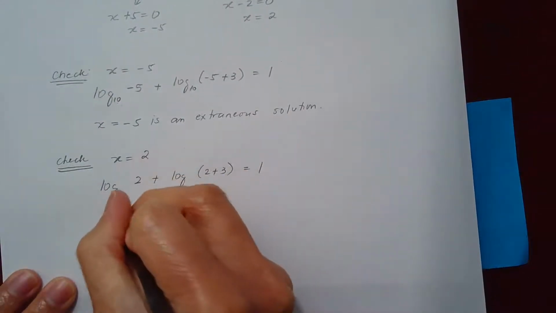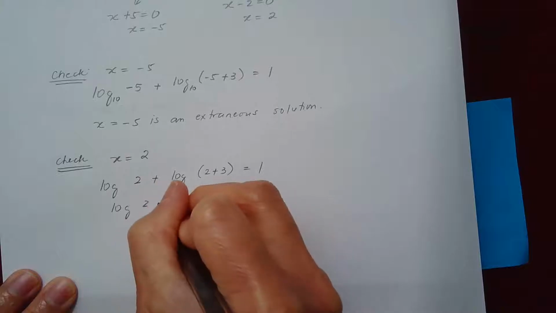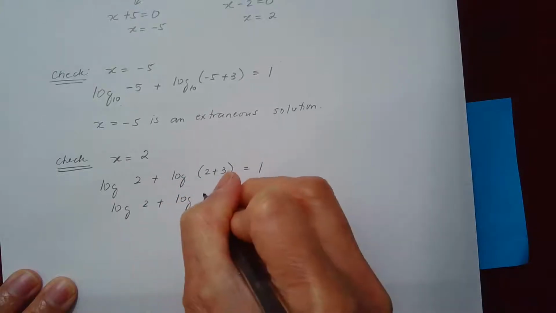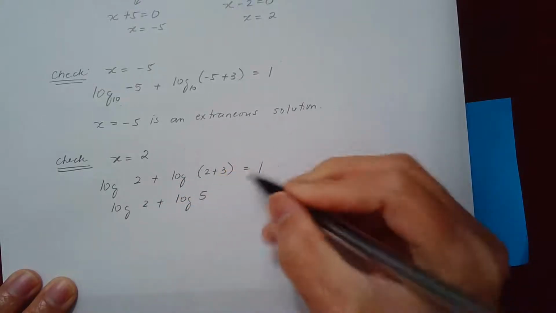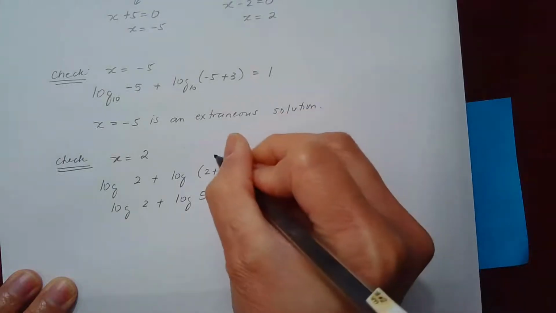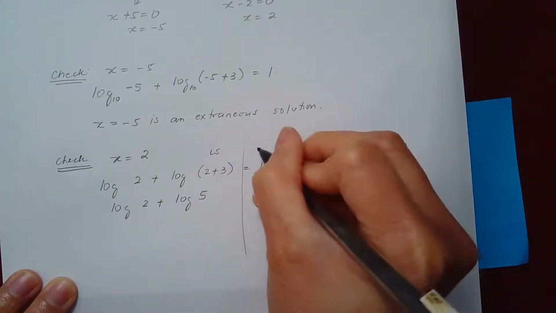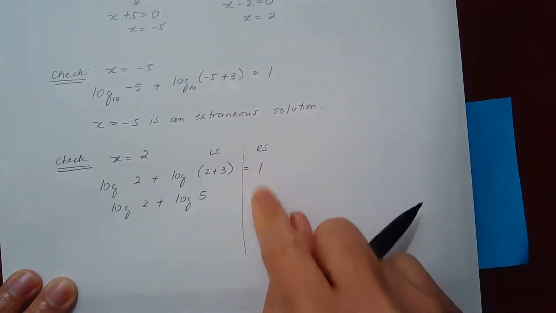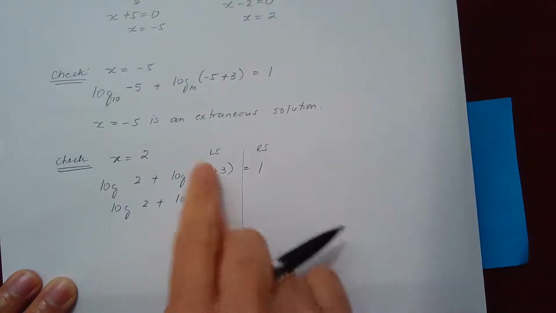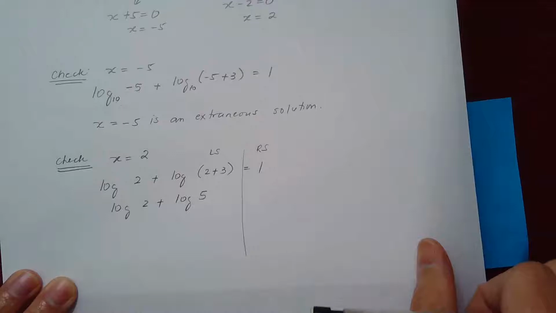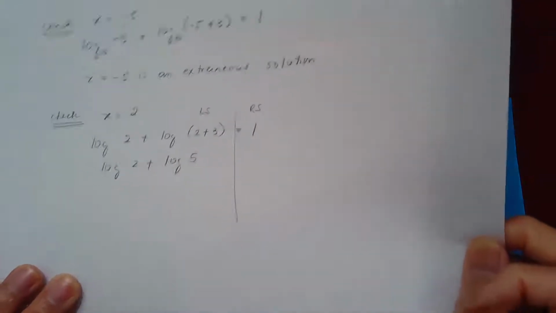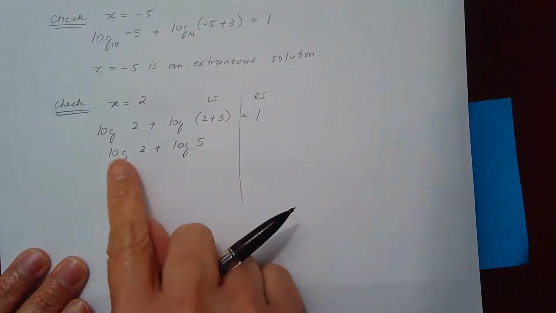Okay, so we can simplify that to log of 2 base 10 plus log of 5. Okay, so we are doing the left side of the equation, and then the right side of the equation. The right side will always be 1, so we have to take a look and see if we can make this equal to 1 as well.